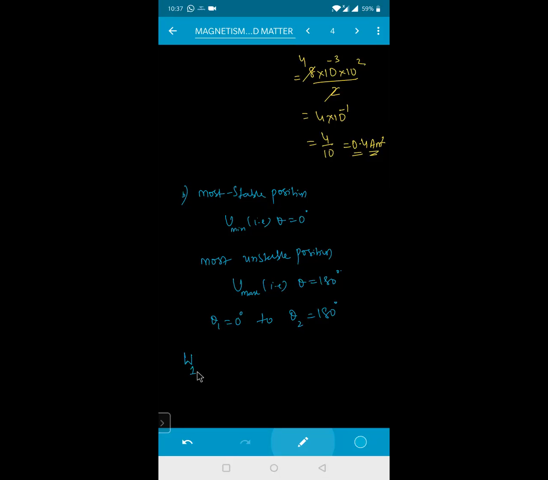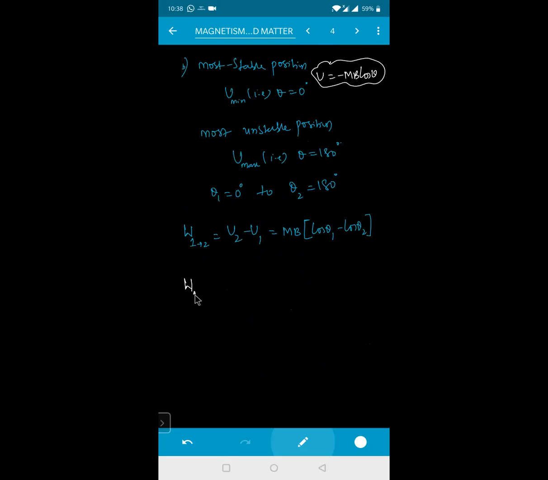So work done to move from 1 to 2 will be equal to U2 minus U1. That is equal to mB into, mB will be common, cos theta 1 minus cos theta 2. I hope you remember the formula. What is the potential energy formula, beta? U is equal to minus mB cos theta. The minus goes away, so that is the reason you are getting theta 1 minus theta 2. Is it clear?